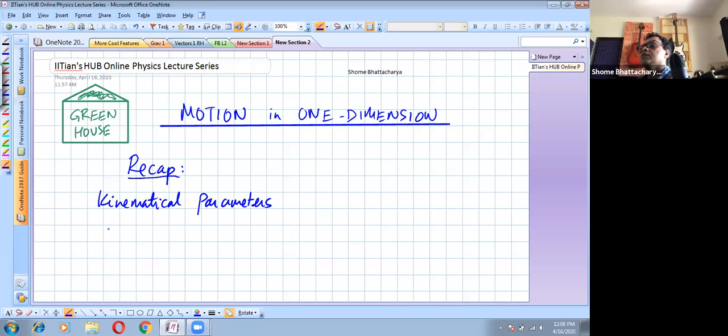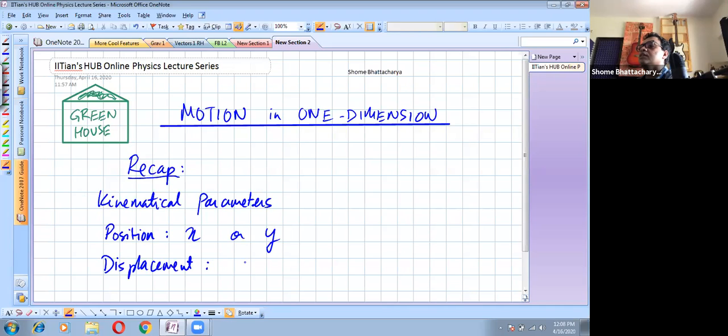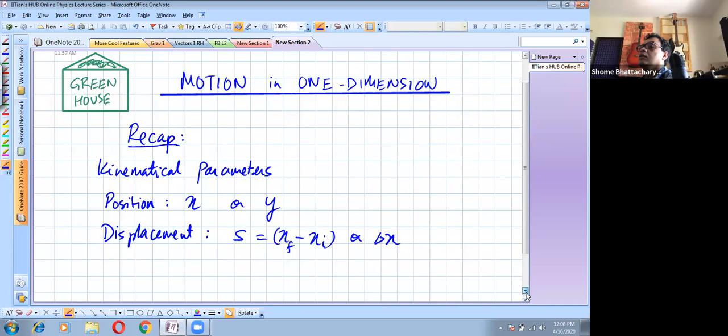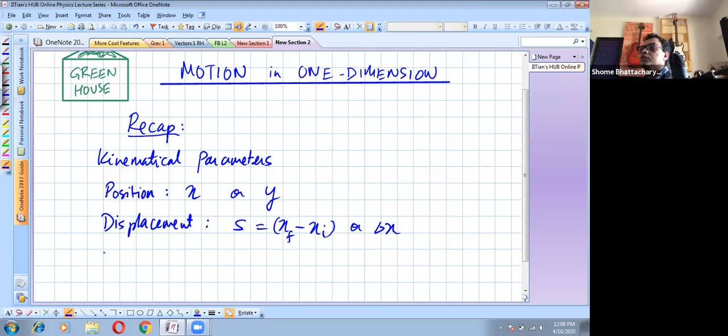We had seen position, typically defined by just a coordinate, like the x coordinate or the y coordinate or whatever. We had seen displacement, specifically as the straight line joining the initial and the final position. Displacement is generally denoted by the symbol S, and it becomes the final coordinate minus the initial coordinate. So as a formula, displacement becomes delta x, right? That was the thing. Now similarly, we had seen velocity.